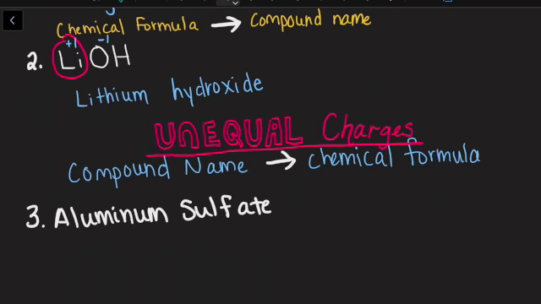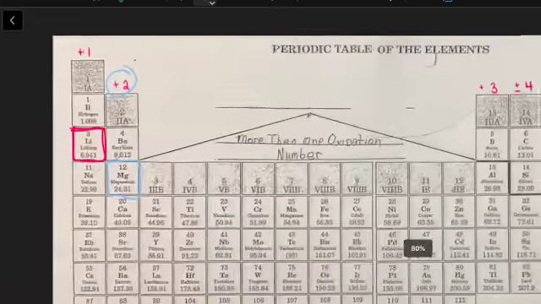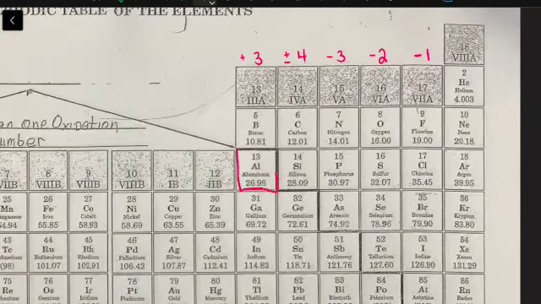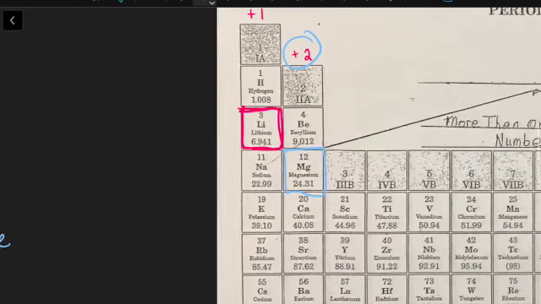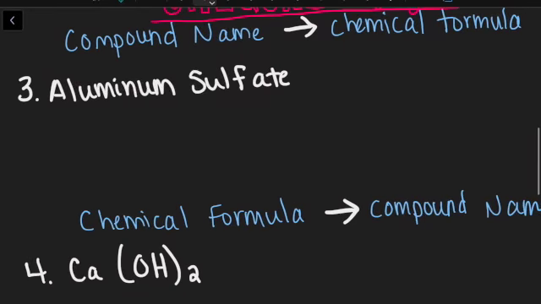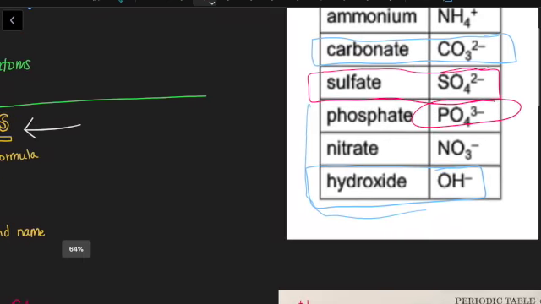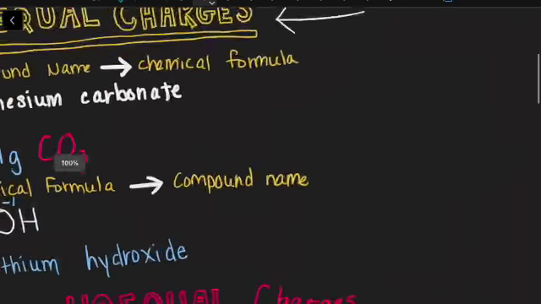Okay, now let's look at unequal charges. Aluminum sulfate. Okay, so first, let's look at the periodic table and find aluminum. Aluminum is right here with a +3 charge. So, let's write Al 3+ above it. And sulfate is there, and it is SO4 with a 2-.